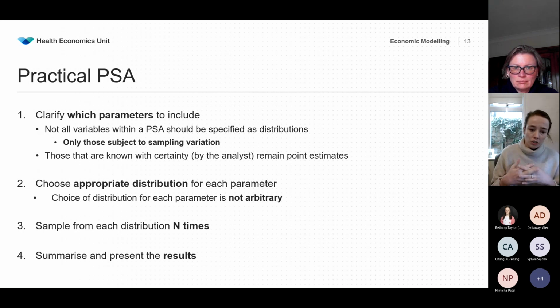And then choose an appropriate distribution for each parameter. So that table from the beginning, where each of the different types, like costs and utilities, have different types of distribution. Try to most carefully select which distribution is most likely relevant to your variables, and then sample from each distribution tens of thousands of times, and then summarize and present the results.